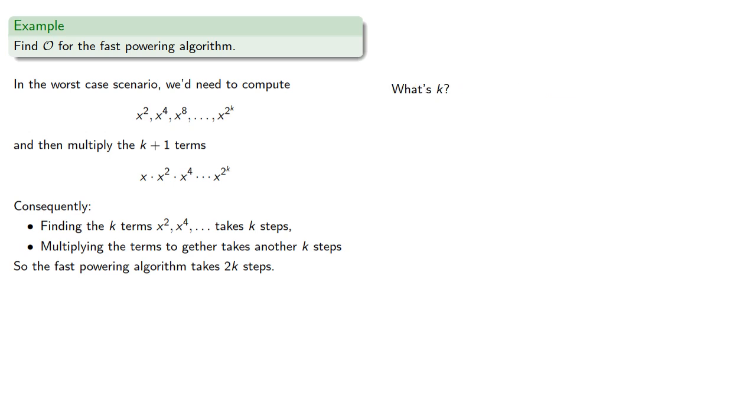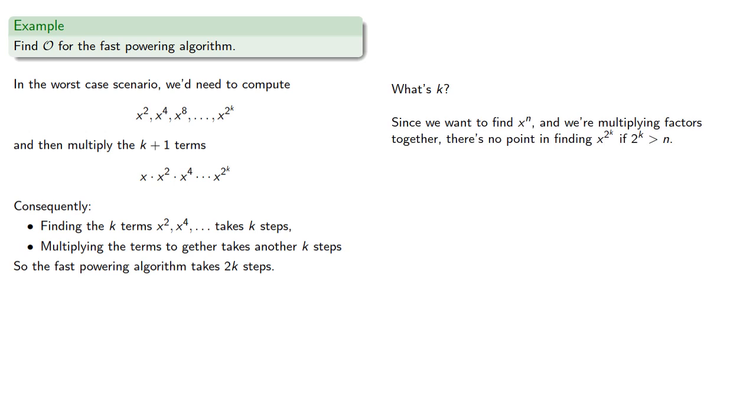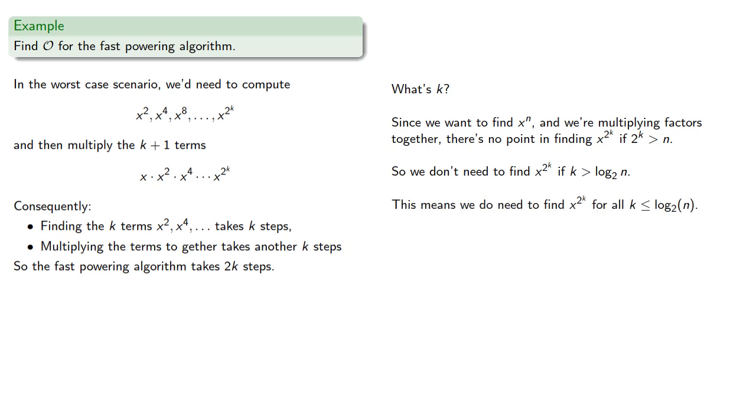What's k? Since we want to find x to the n, and we're multiplying factors together, there's no point in finding x to the power 2 to the k if 2 to the k is greater than n. So we don't need to find x to the power 2 to the k if k is greater than log to the base 2 of n. This means we do need to find x to the 2 to the k for all k less than or equal to log to the base 2 of n.